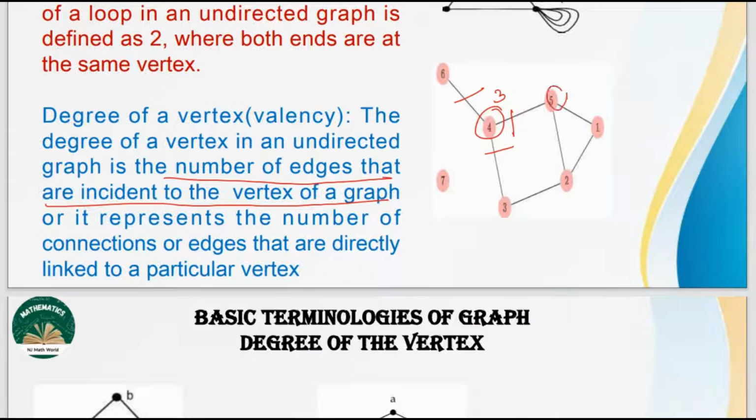If I take another vertex, how many lines are incident? 1, 2 and 3. Degree is 3. If I take 1, it is 1 and 2. So 2 lines are incident. Degree is 2. Then 1, 2, 3, so the degree is 3 here. 1 and 2, the degree is 2. And for this, the degree is 1. So what is meant by degree? Degree is the number of edges that are incident to the vertex.